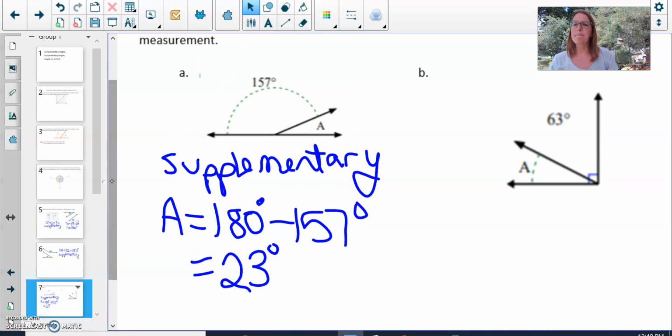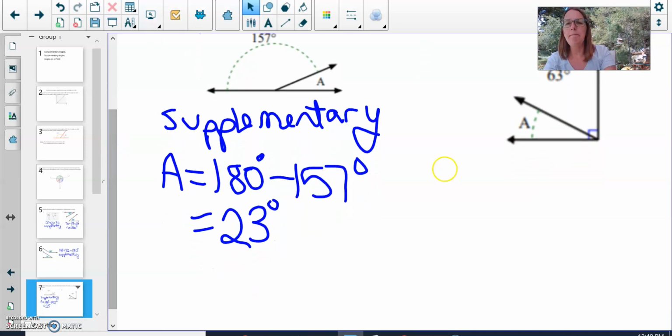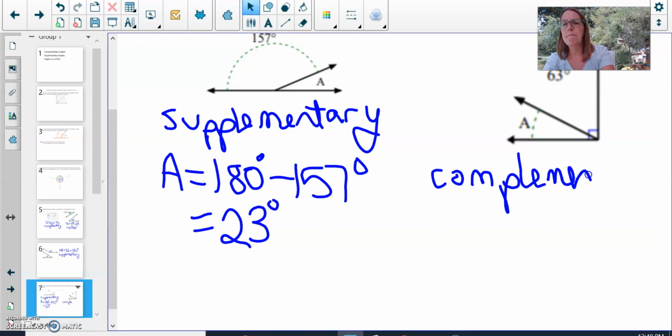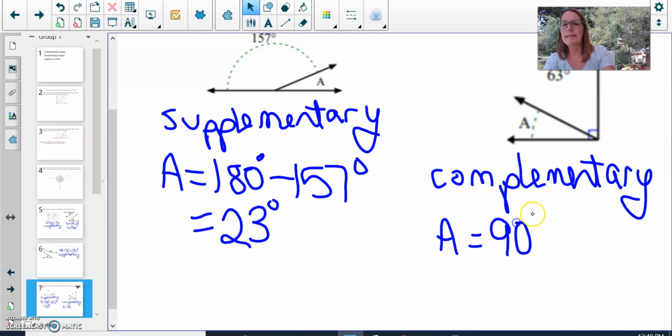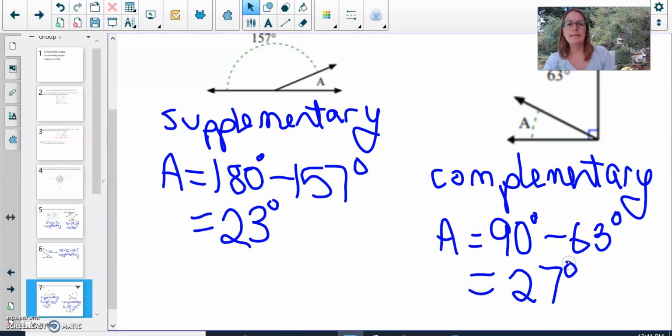In part B, these two angles together make a right angle, so that means that they are complementary. To find the value of A this time, I'm going to start with 90 degrees and take away 63 degrees from it. That gives me that A is 27 degrees.